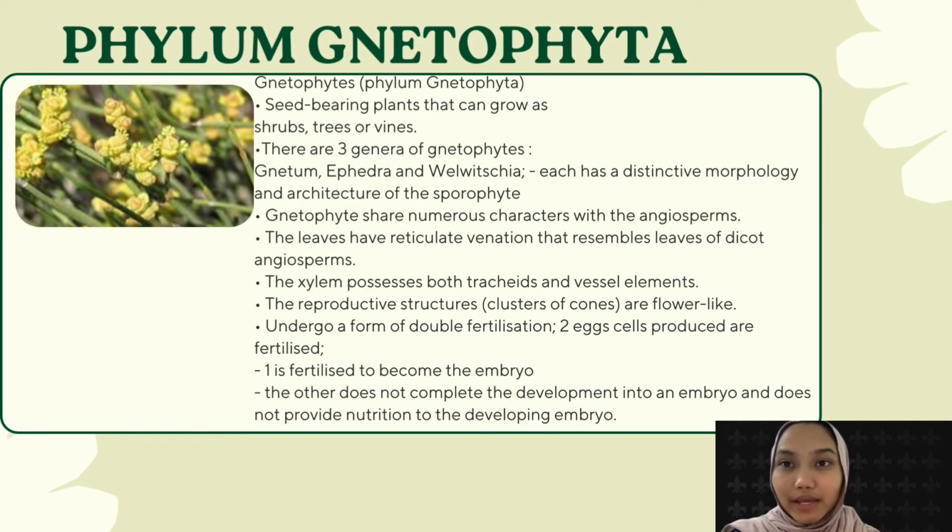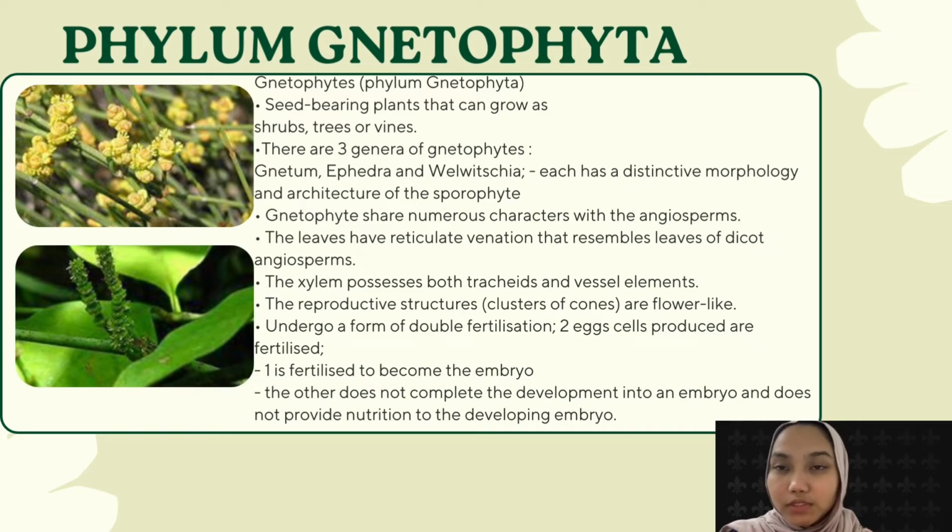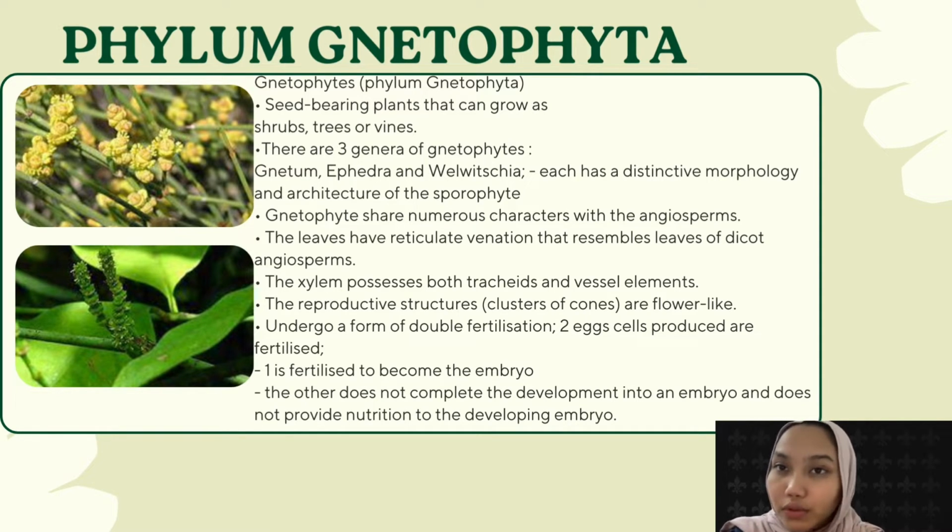Okay, now let's take a look at the last type of gymnosperm, which is phylum Gnetophyta. Phylum Gnetophyta is also known as gnetophytes. It is a seed-bearing plant that can grow as shrubs, trees, or also vines. There are three genera of the gnetophytes, which are Gnetum, Ephedra, and also Welwitschia. Each of the genera has its own distinctive morphology and architecture of the sporophytes.